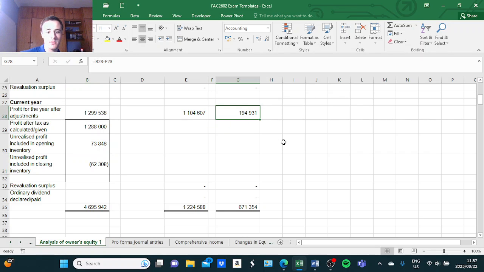194,931. Okay, that was calculated based on this amount right here. The 1,299,538 was calculated as the sum of this section right here. 1,288,000. We then added the unrealized profit in opening inventory because that has increased the profit after tax due to a decrease in cost of sales. And then we subtract 62,308, which is the unrealized profit in closing inventory. Again, it is shown as a negative adjustment because we have increased cost of sales for Ryan Limited, and that will decrease the profit after tax.